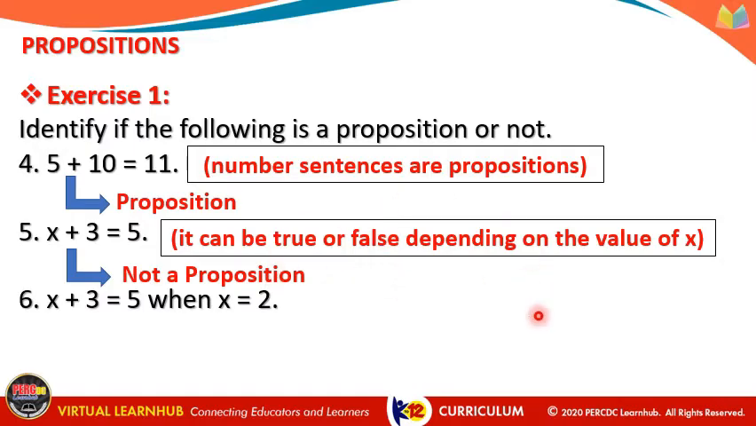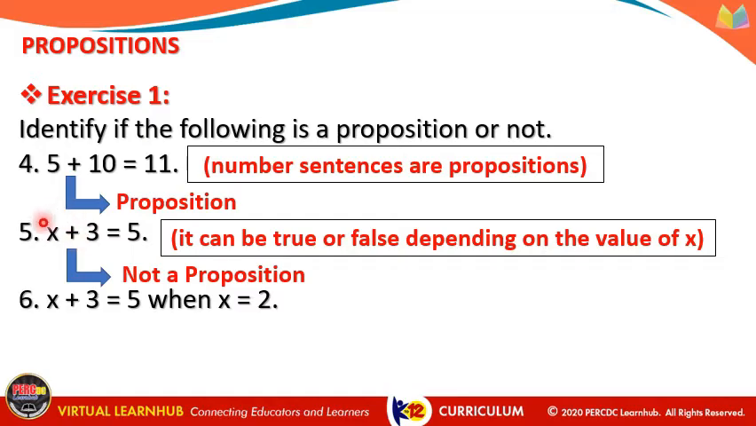We don't know. We cannot say. So we are not sure whether it is true or false. That is why this is not a proposition. Let's say x is equal to 2. So if x is equal to 2, you have 2 plus 3 equals 5, then the equation becomes true. However, if we choose any value for x other than 2, let's say you put here 1, 1 plus 3 is equal to 5, 4 is equal to 5. So definitely, that will become false.